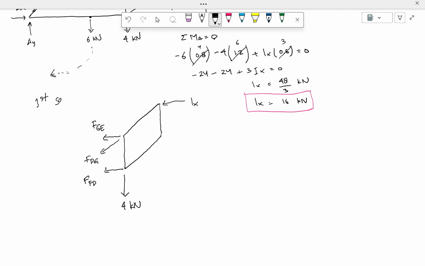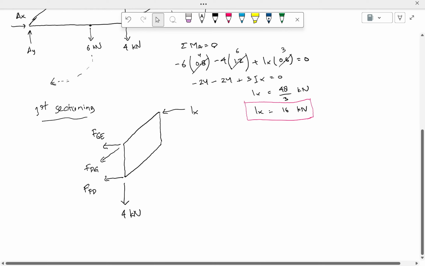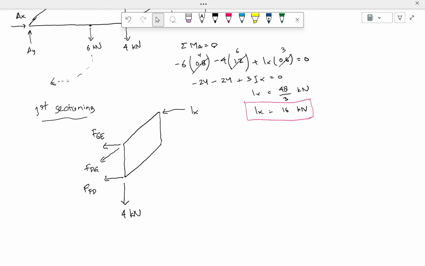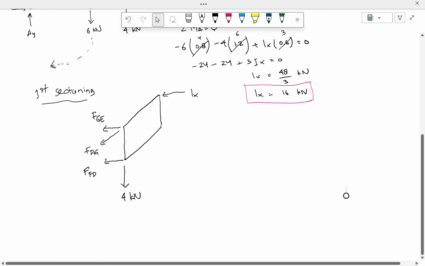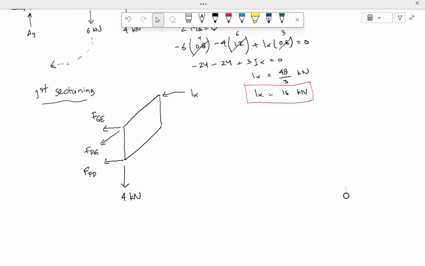Okay, so first sectioning. And then what we need to do after we make the first section to find DG, what are we going to do? We need to make the same thing. We need to apply the equilibrium equations. So the equilibrium equation for this part is what? Can we solve that? I think we can solve right away for DG, no?